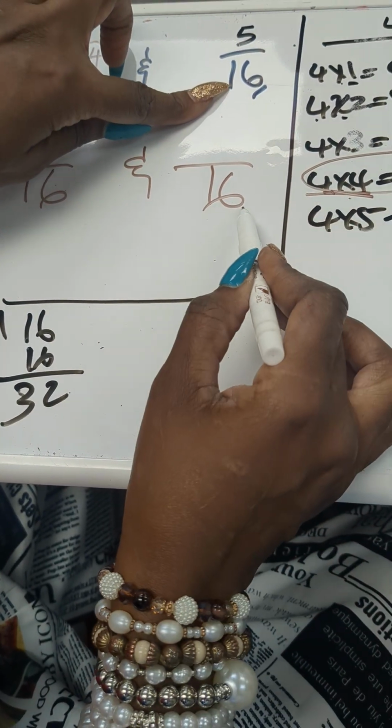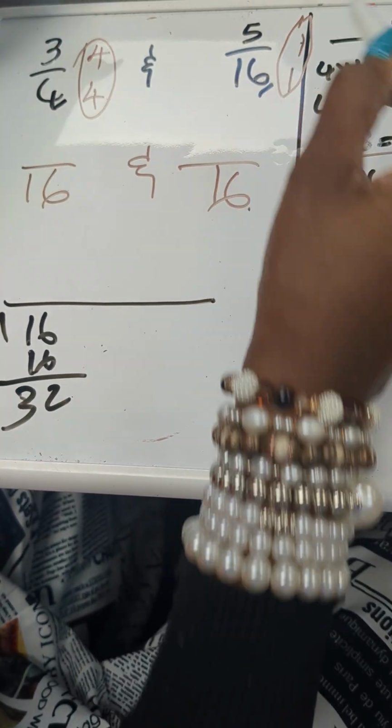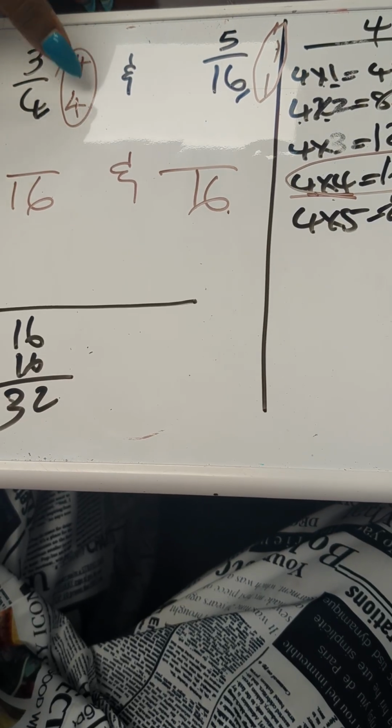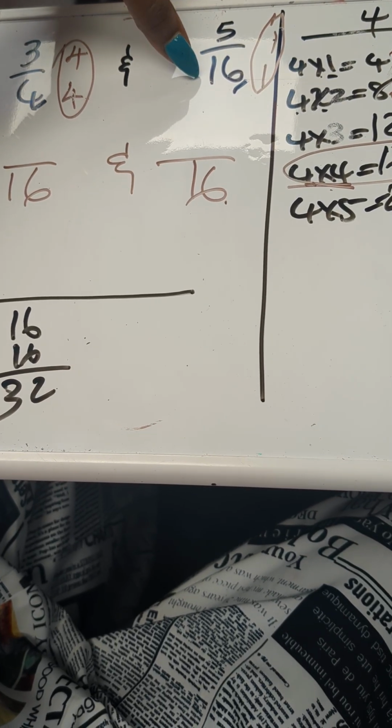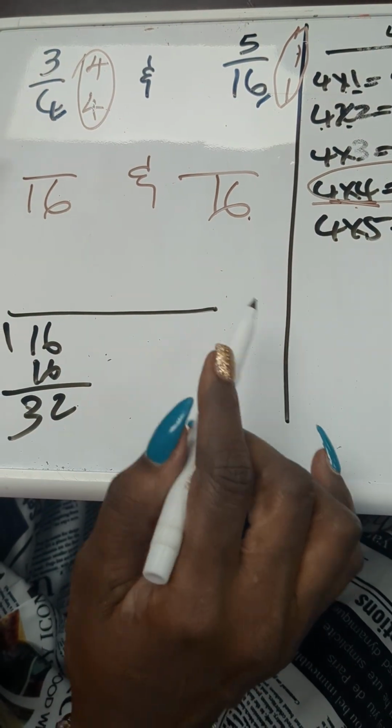What can you multiply by 16 to get 16? Draw a line. So it's going to be 1, 1. I draw the circle so you know it's the same number that you multiply the top and the bottom by. Same number you multiply the denominator and the numerator by. So let's multiply and check to make sure our calculations are correct.